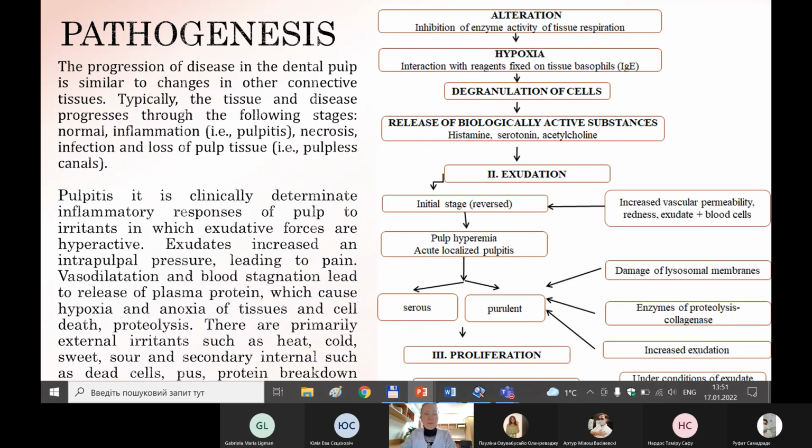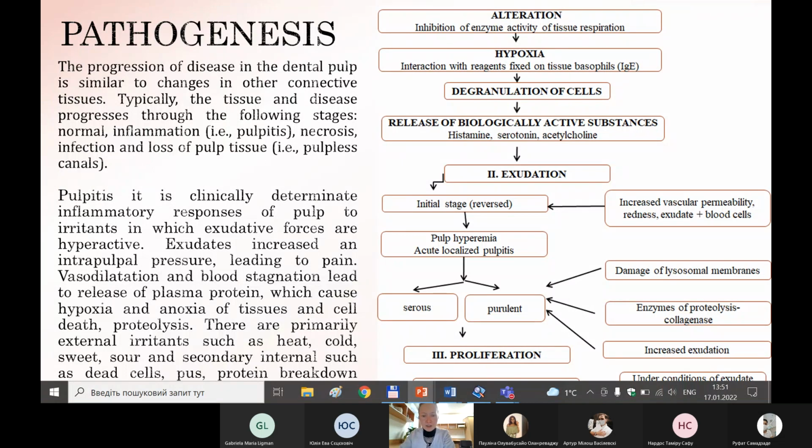Pathogenesis of acute pulpitis. The progression of disease in the dental pulp is similar to changes in other connective tissues. Typically, the tissue and disease progress through the following stages: normal, inflammation, for example pulpitis, necrosis, infection, and loss of pulp tissue, an example being pulpless canals. Pulpitis is clinically determined as an inflammatory response of pulp to irritants in which exudative forces are hyperactive. Exudates increase intrapulpal pressure, leading to pain.